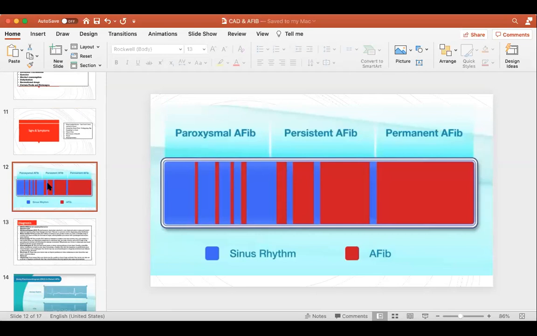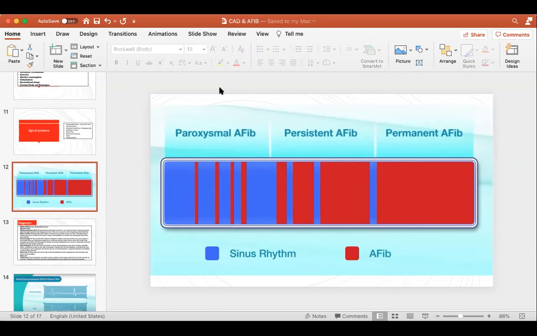There are different types of atrial fibrillation. The condition can get worse over time, and so early detection is key. The longer the heartbeat is out of rhythm, the harder it is to bring the heart back to normal. If you can see in this schematic here, the blue is the time elapsed when your heart is in normal rhythm, and the red is AFib, or when it's abnormal.